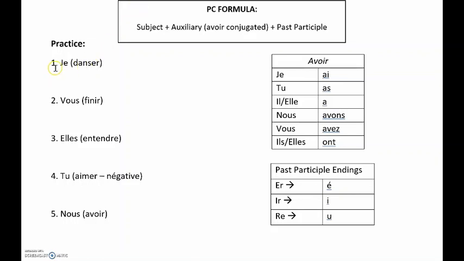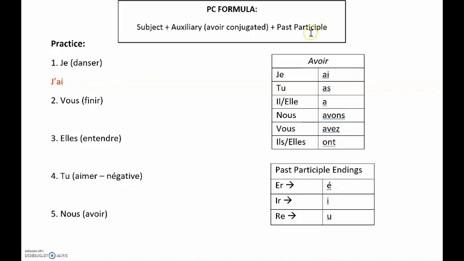So first off, I'm going to rewrite my subject, which is je, so that doesn't change. The next bit that I need for my formula is the auxiliary, which is avoir conjugated. Now I know that my subject is je, so avoir, when conjugated with je, becomes a. So what am I going to do? I'm going to rewrite that as my auxiliary. So I have j'ai all together.